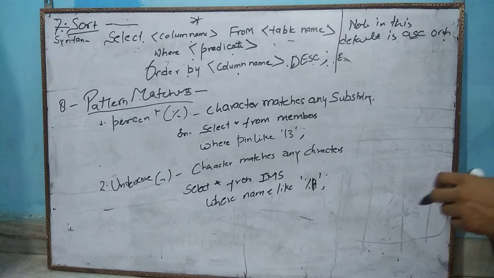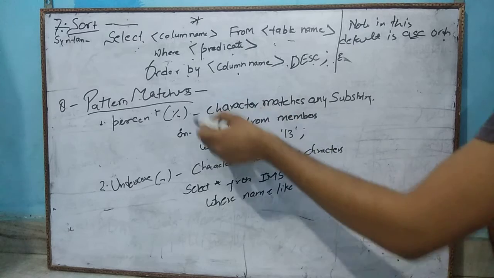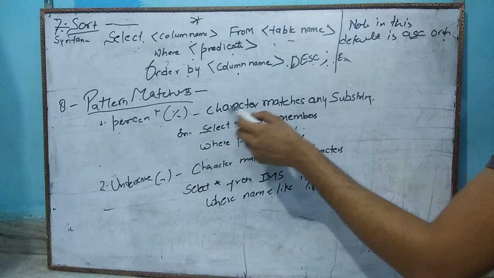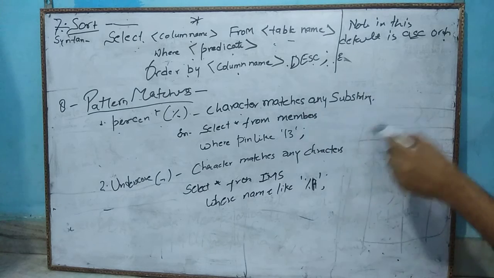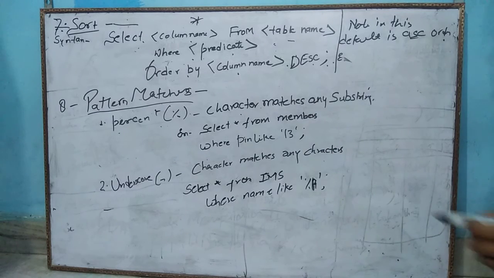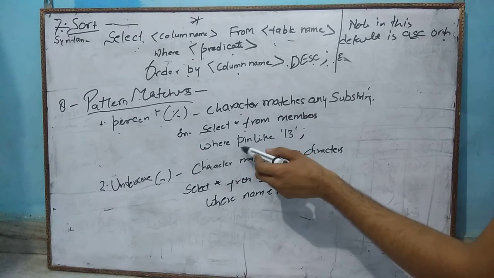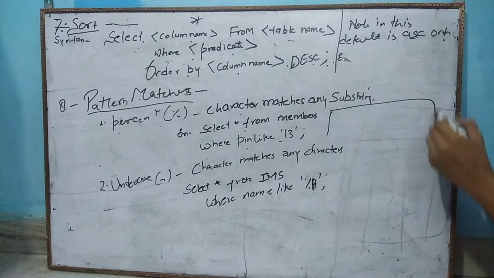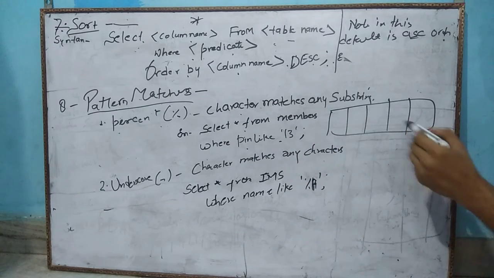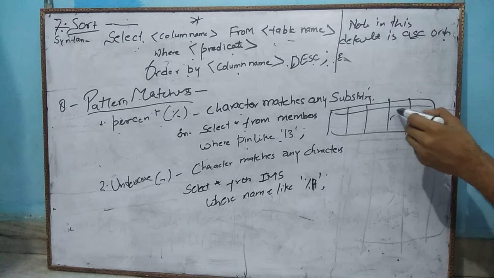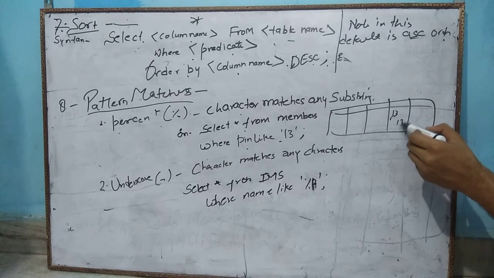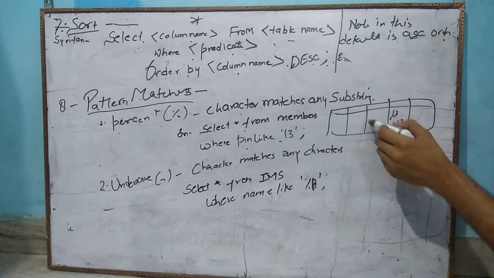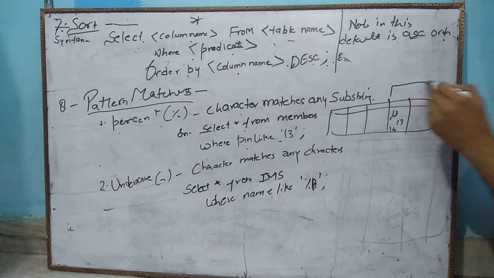Number eight is pattern matching. If we want to match our data with a pattern, number one is percentage. It matches a substring of any characters. For example, select asterisk from member where pin like 13 percent. It shows values where pin is like 13, with 13 in any position, any type of value.